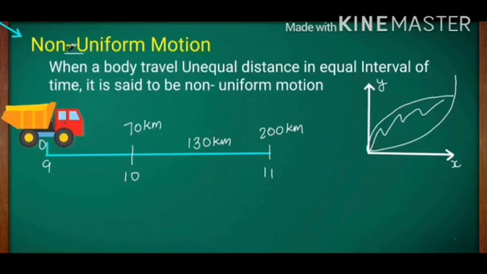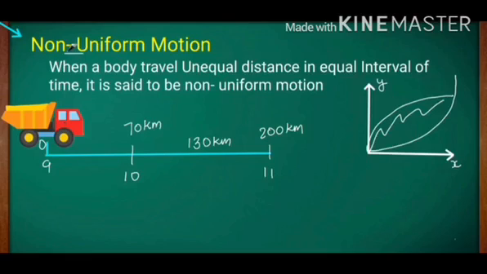Non-uniform motion. When a body travels unequal distance in equal intervals of time, it is said to be non-uniform motion. See, the same truck is in this also. The distance is 0 to 70 and the next is 300, meaning it is not uniform in the given 2 hours. 9 to 10 means 1 hour. It is 70 kilometer, and for the next, 10 to 11, it is 200 kilometer, meaning the difference is 130 kilometer.